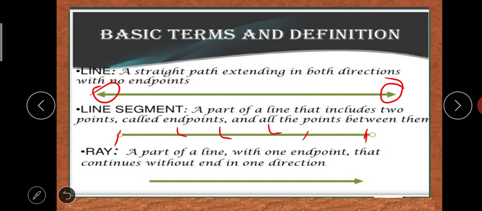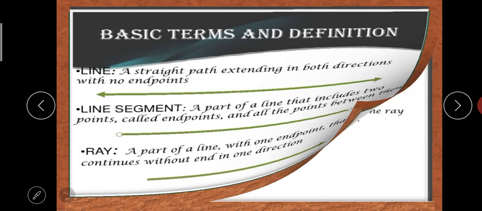Next is a ray. A part of a line with one end point that continues without end in one direction. It means in a ray there is one end point and on one side there is an arrow, so it can extend from that side, in one direction. Understood? This is the basic concept we study first.